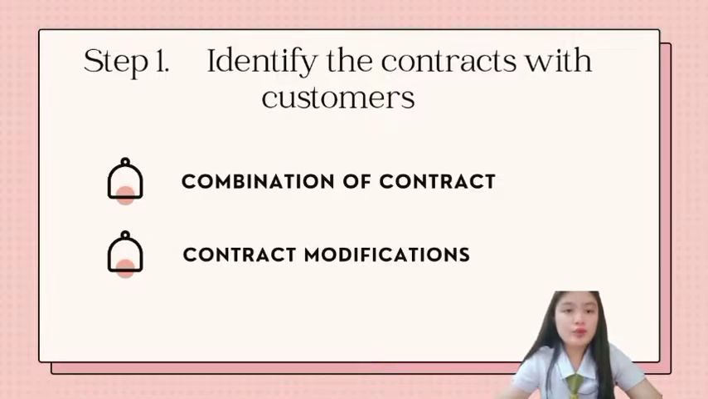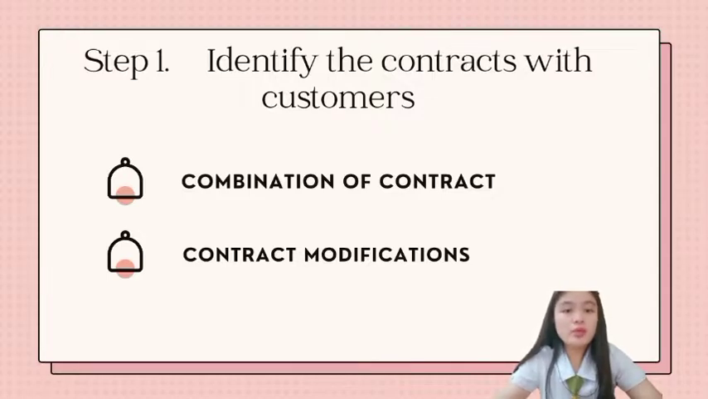Sometimes you will have two or more separate contracts going on, and they might need to be accounted for as one because they are interrelated. So there are rules when you need to take these separate contracts and account for them as one contract, after all substance over form applies.